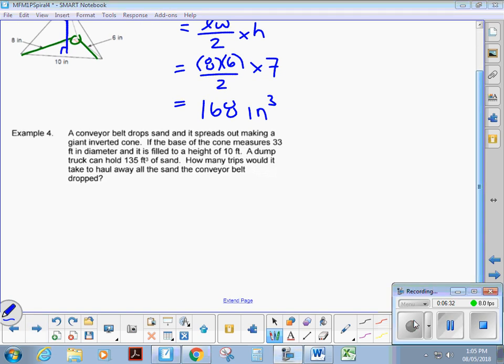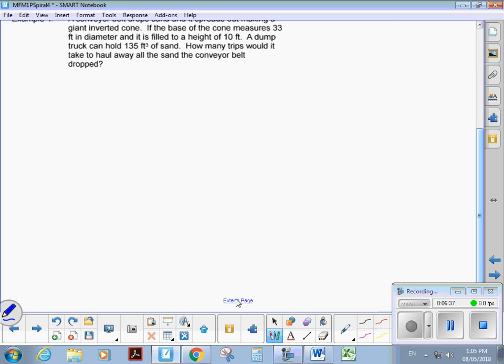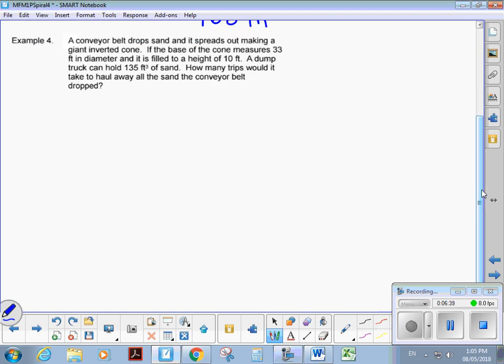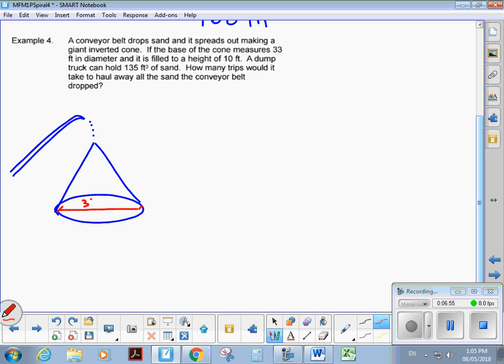And then, in the example below, we have a conveyor belt dropping sand, and it spreads out, making a giant inverted cone. So if this is my conveyor, and sand's dropping, here is the cone. It has a 33-foot diameter. So again, 33 feet. If my diameter is 33 feet, my radius will be half of that. I'm going to take care of it right now so I don't forget.